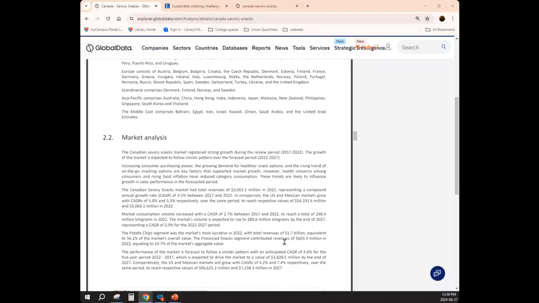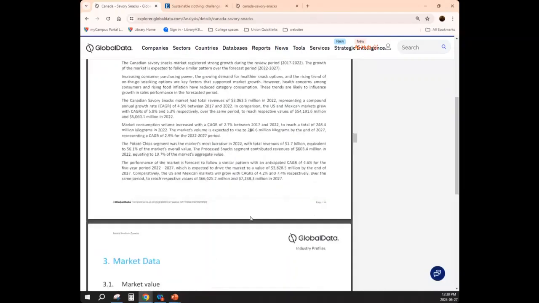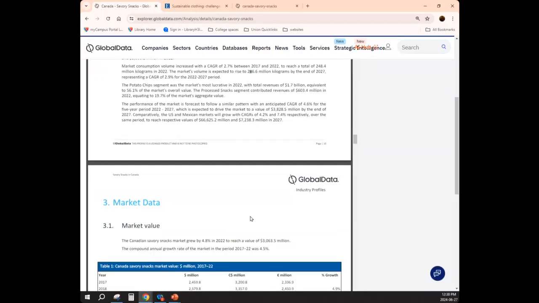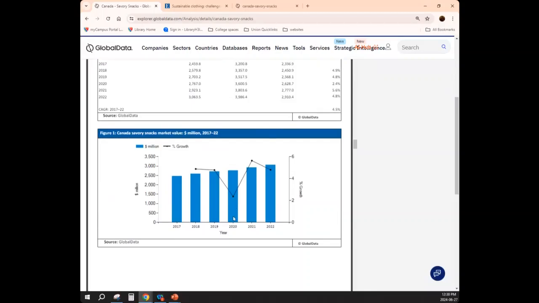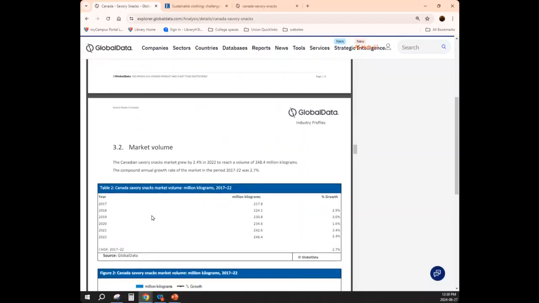So that can give you a good view on the market. And then we start to get into some of those really useful numbers and things that we want to see. So here's the market value, last 5 years. Also, there's a nice little bar graph there. Also by volume, so millions of kilograms of snacks. What's the growth there? What has been going on over the last few years with snacks?